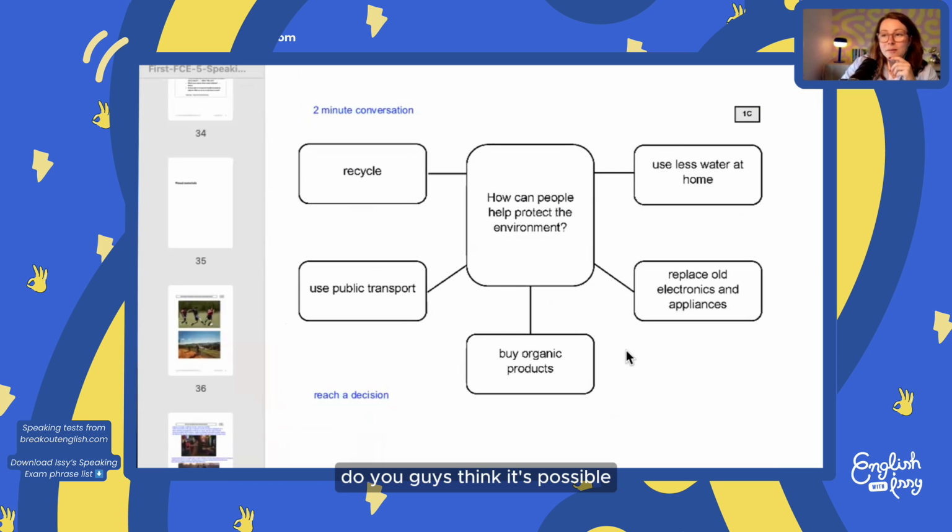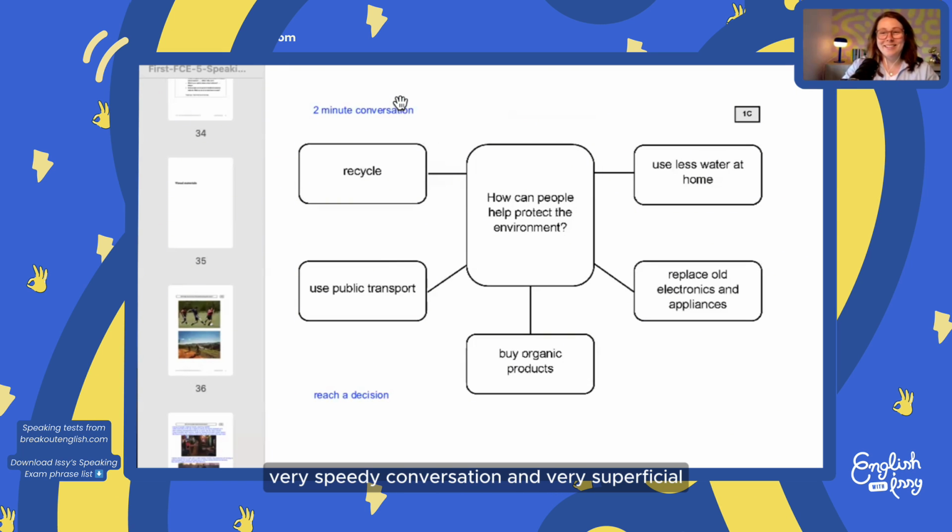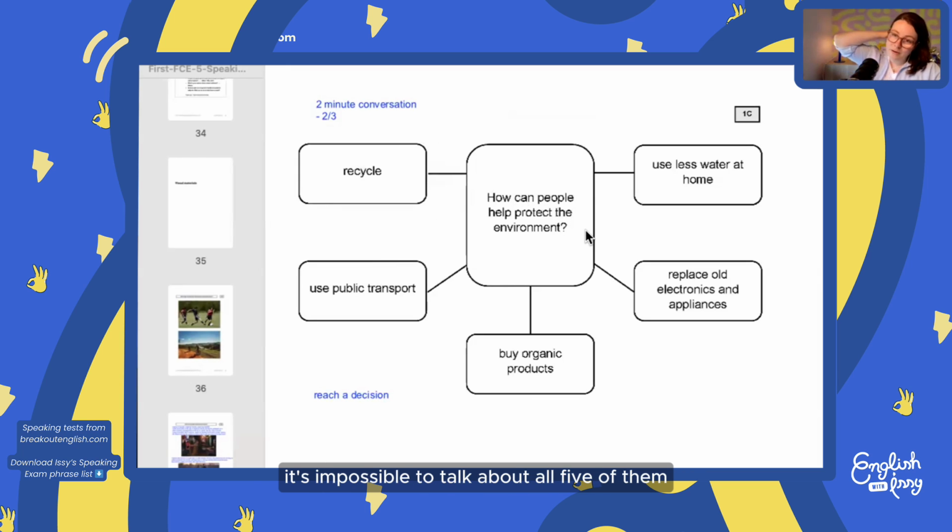Do you guys think it's possible to talk about 5 different subtopics in 2 minutes? No. I mean, it would be a very, very speedy conversation and very superficial, I guess you could say. So you really want to aim for maybe 2 or 3 of these subtopics. The examiners do not expect you to talk about all 5 of them. It's impossible to talk about all 5 of them.